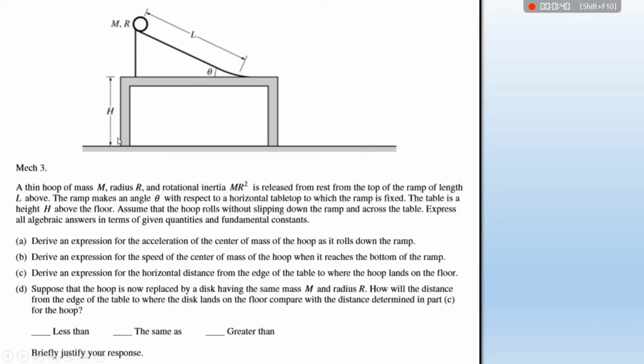So starting us off, we've got a thin hoop of mass m, radius r, and rotational inertia mr squared, released from the top of the ramp of length L above. The ramp has an angle with respect to the horizontal tabletop, which is fixed, so that's here. The table is a height h above the floor. I assume that the hoop rolls without slipping down the ramp and across the table. I want to express all algebraic answers in terms of given quantities and fundamental constants, and derive an equation for the acceleration of the center of mass of the hoop as it rolls down the ramp.